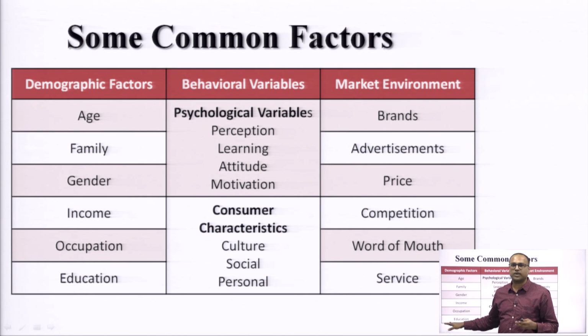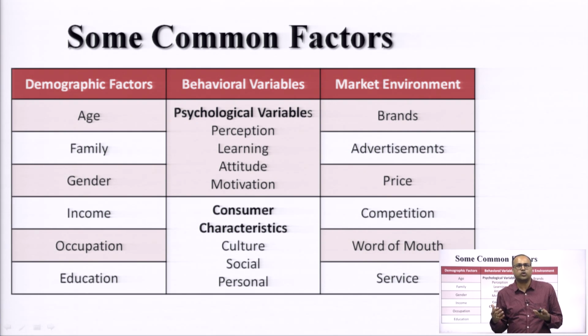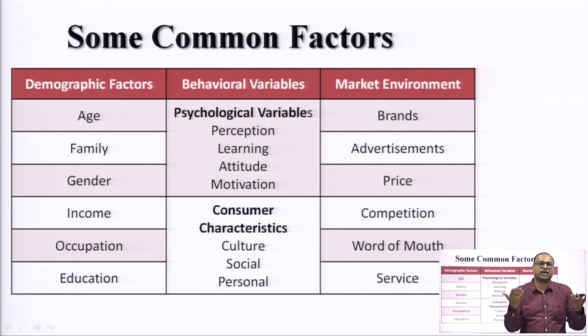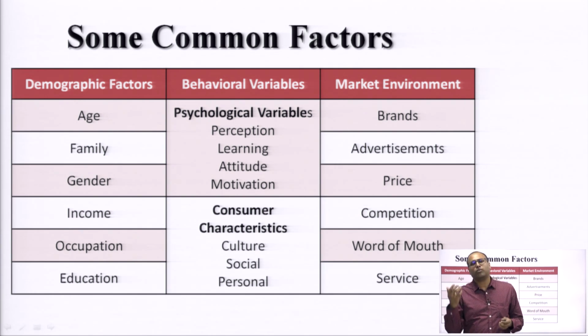So, education also plays a big role in showing what behavior a particular person can have. Now, when we talk about psychological variables, we are putting psychology into a particular subject. Yes, behavior is a psychological subject. When we talk about psychological variables, we have perception, learning, attitude and motivation. Perception: what do you perceive about a particular product? What do you know about it?